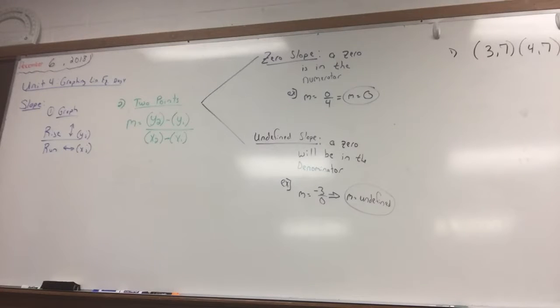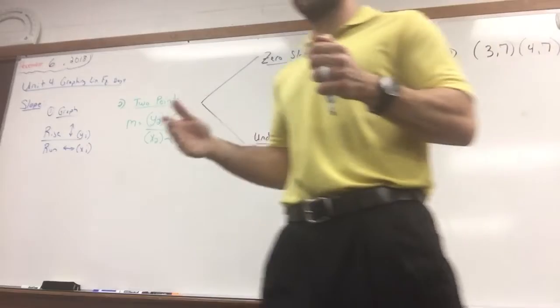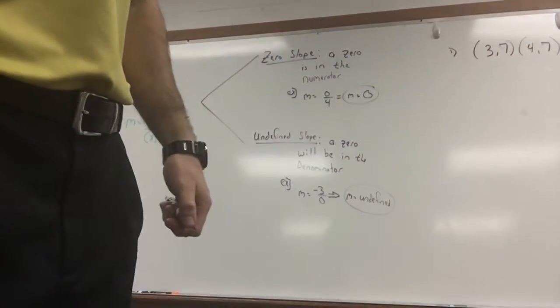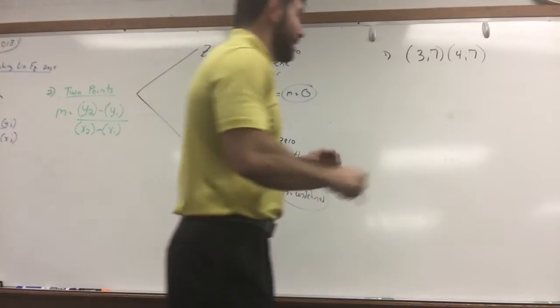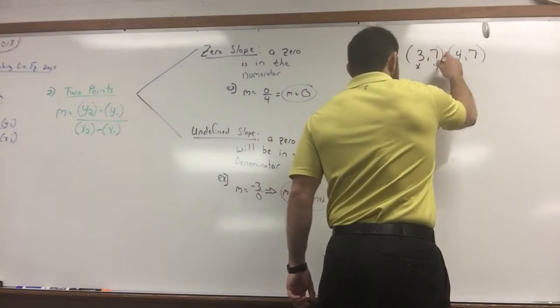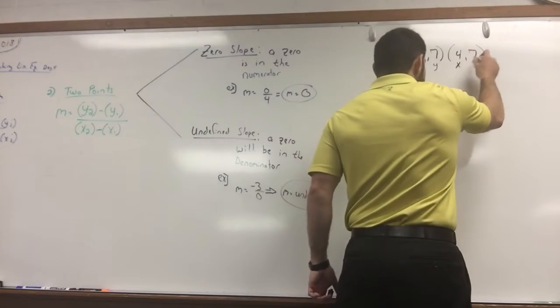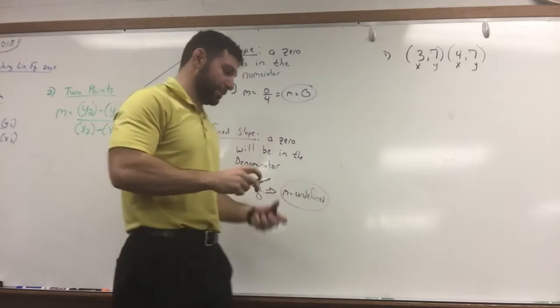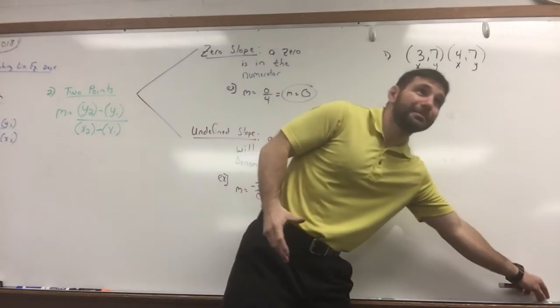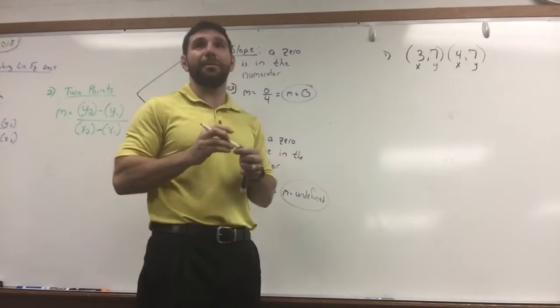Okay, the points are (3, 7) and (4, 7). I made this as easy as possible. So we have to label it first. Remember, follow along with your alphabet: X, then Y. X, then Y. I know that it sounds simple, that I'm repeating a bunch, yet some of you will forget. Just trying to give you some tricks to remember.